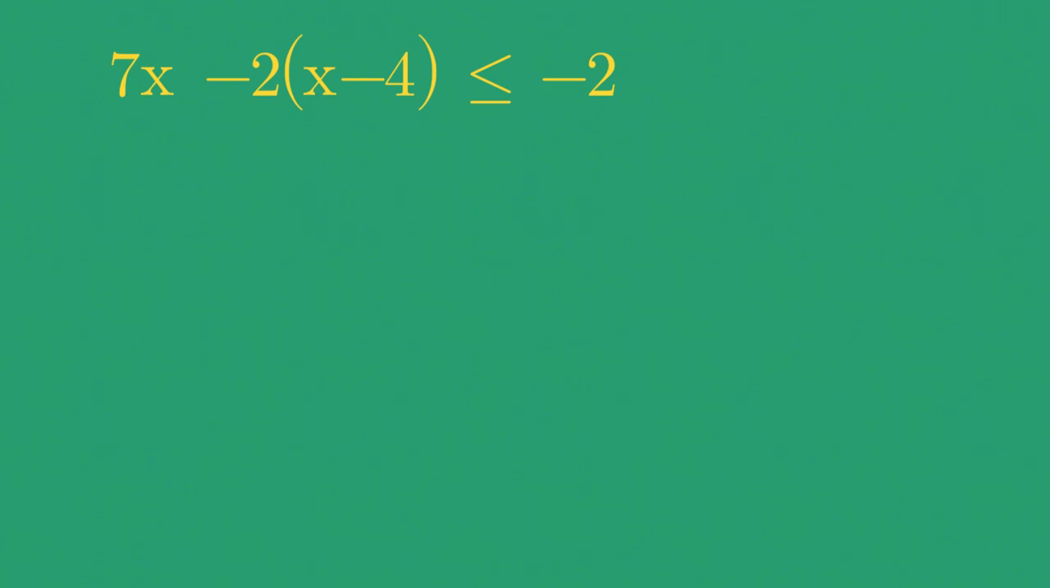What are we going to distribute in this problem? Okay, good. Guys, that's 7x. That 7x is going to stay put for right now. 7x is going to stay. We need to distribute the negative 2. What's negative 2 times x? Thank you. And negative 2 times negative 4? Negative 2 times negative 4? Positive or negative? Positive 8.